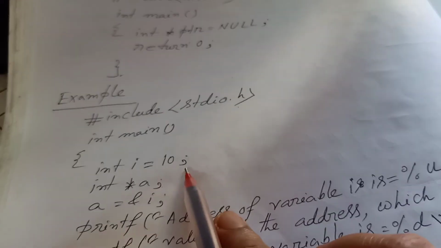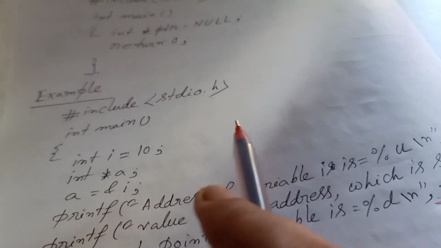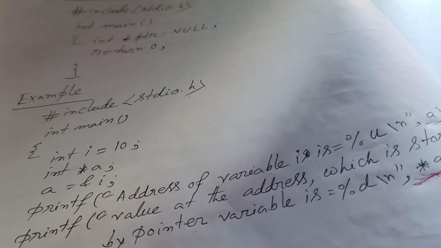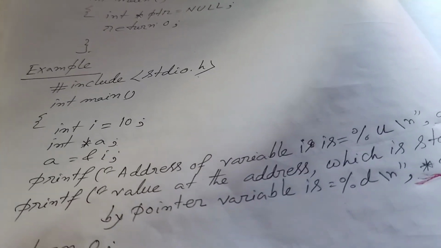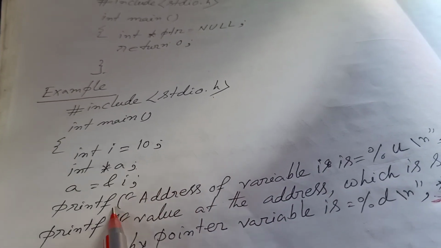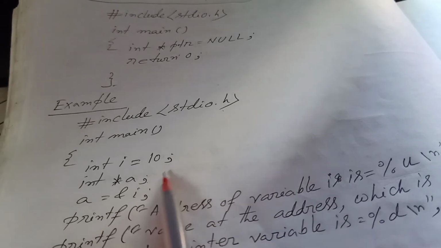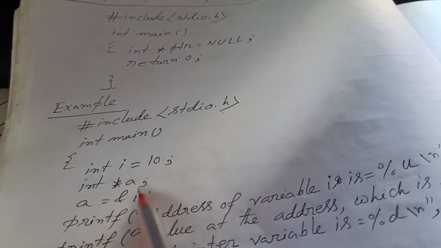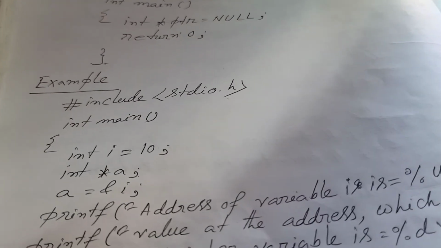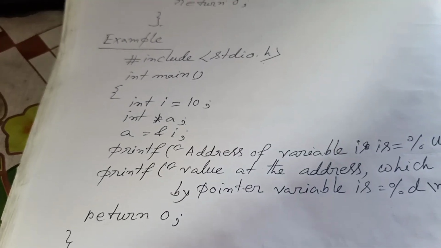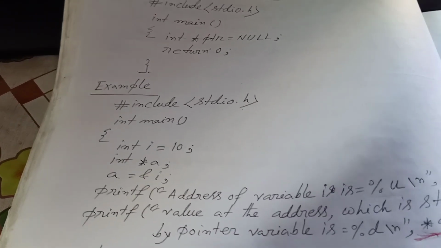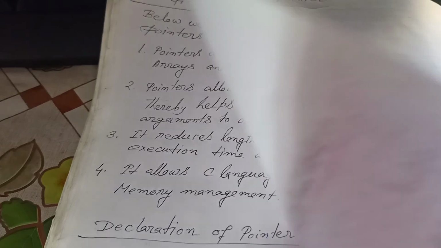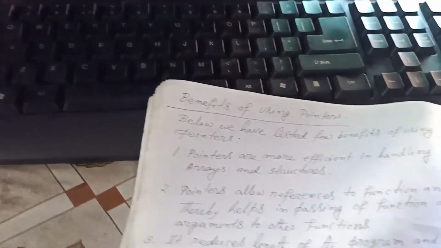In general C code, what are we doing? After the comma we are using i directly, but here we are using the pointer variable. By using the pointer variable we can display the value of i. So this is the example of using a pointer. A pointer can easily handle the array and the structure of any variable.